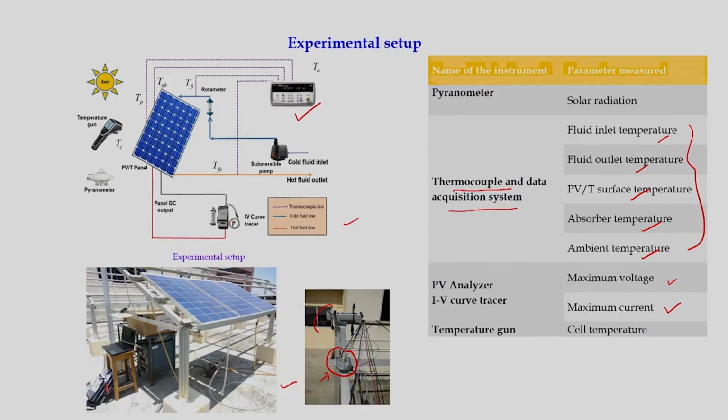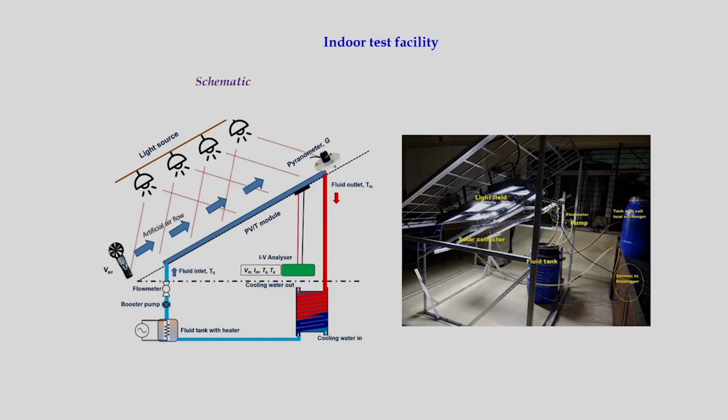So, let us see how we can move to indoor experiments. The one I have shown is a real time experiment, and what I am showing here is the test facility which is developed inside the laboratory. So, this figure shows the schematic and this figure shows the photograph. So, here we will have anemometer to see the wind velocities, because wind velocity also needs to be controlled while performing the experiments, and we have light source.